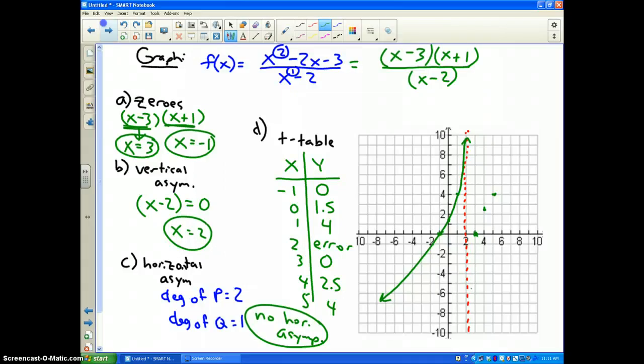So the graph starts curving. It can't cross that dotted line. So the graph must look something like that. And if you wanted more accuracy, you could sure plot a few other points. People, that is how you use all this information to graph other rational functions.